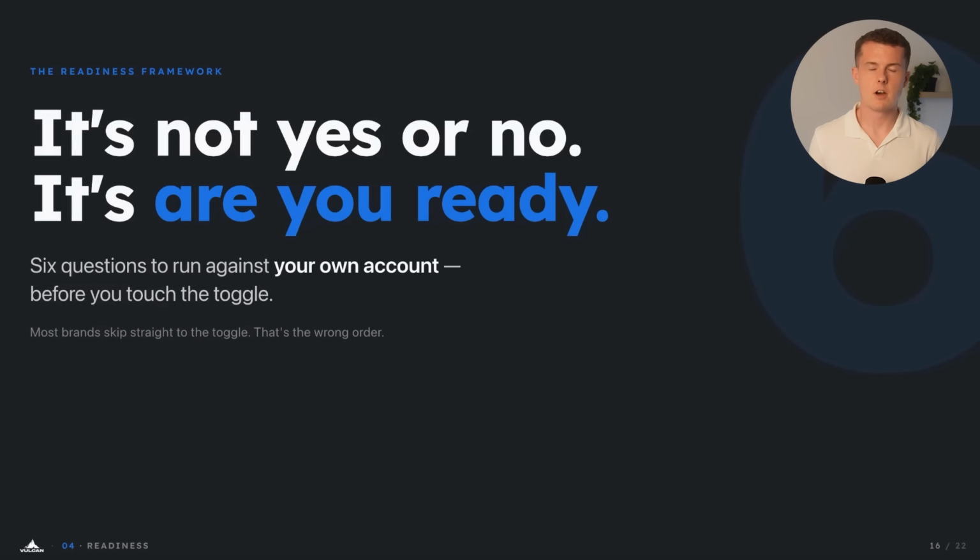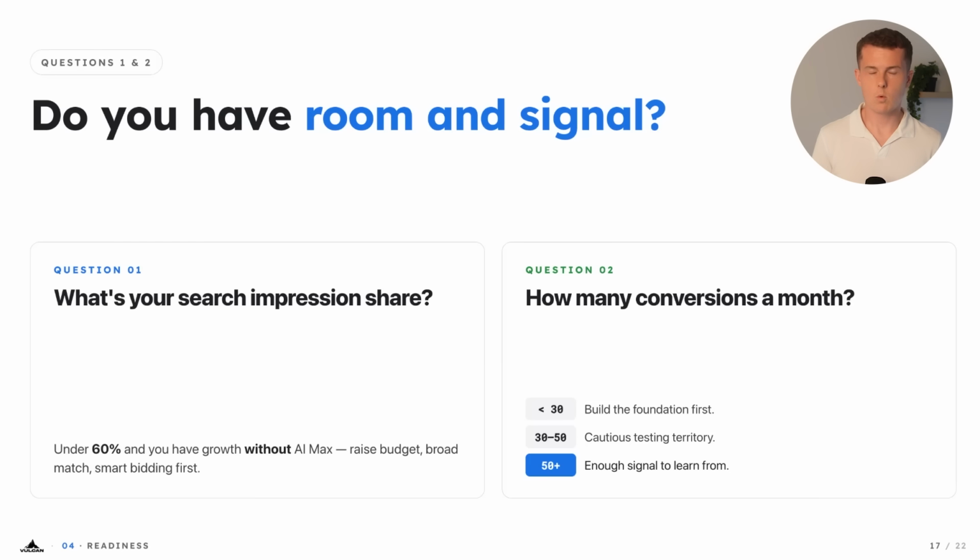Now, this is a section I really want you to pay attention to, because the question isn't, should I use AI Max? It's, is my account ready for AI Max right now? And here are some questions that I'd work through before making that decision. Question number 1 is, what is my impression share like on the campaigns that I'm considering using AI Max with? If our impression share is already very, very high, well then we may not be able to squeeze extra volume, or to do so against the risk of serving ad copy that may be off-brand may not be a risk you'd be willing to take.